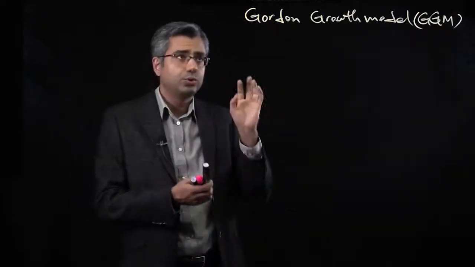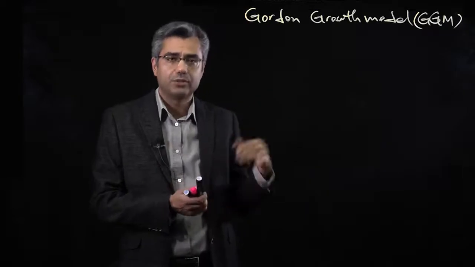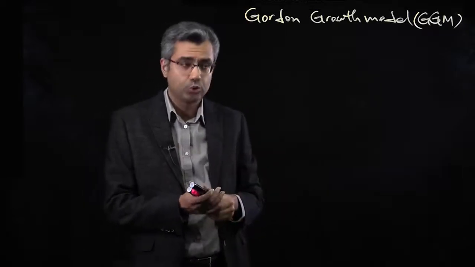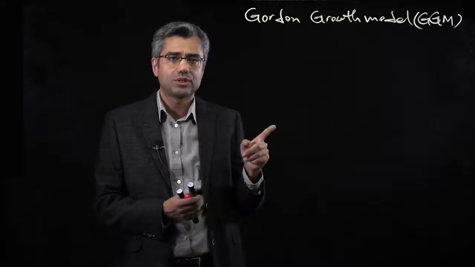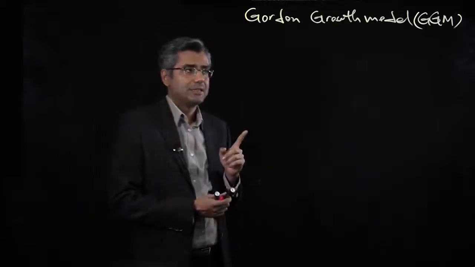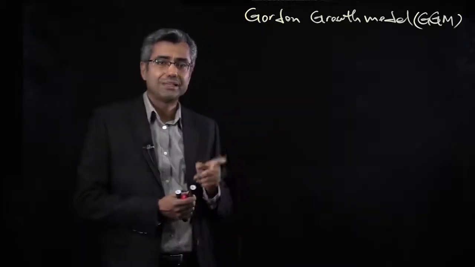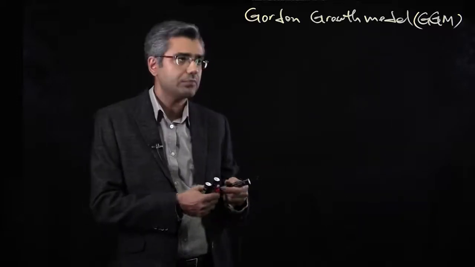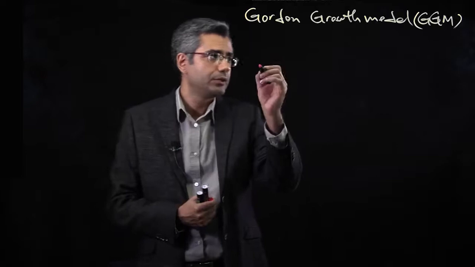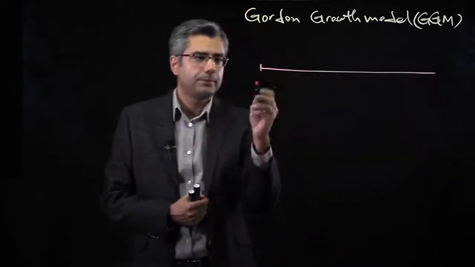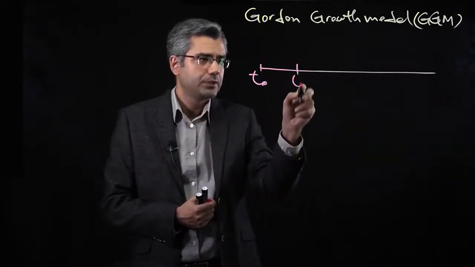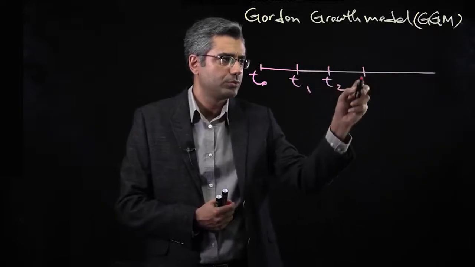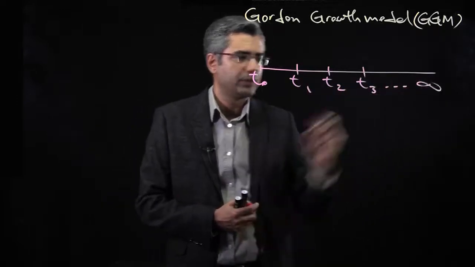The Gordon Growth Model is very similar to the previous models that I showed you, but there is an assumption here. The assumption is the dividend will grow at a constant growth rate forever. So let me draw the timeline. This is today, T1, T2, T3, and going forever.